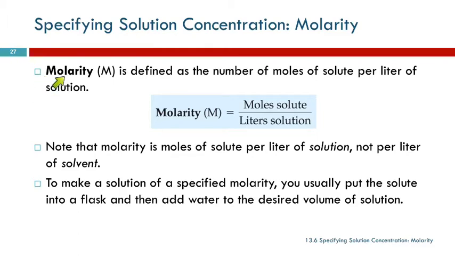So molarity, which is abbreviated capital M, is defined as the moles of the solute divided by the liters of solution. So again, it's solute over something with solution. So not the volume of the solvent. So when you're making a specified molarity, you usually put the solute into a flask. You figure out how many grams you need to give you the correct number of moles, and then you add water, because we're looking at the total volume of the solution.